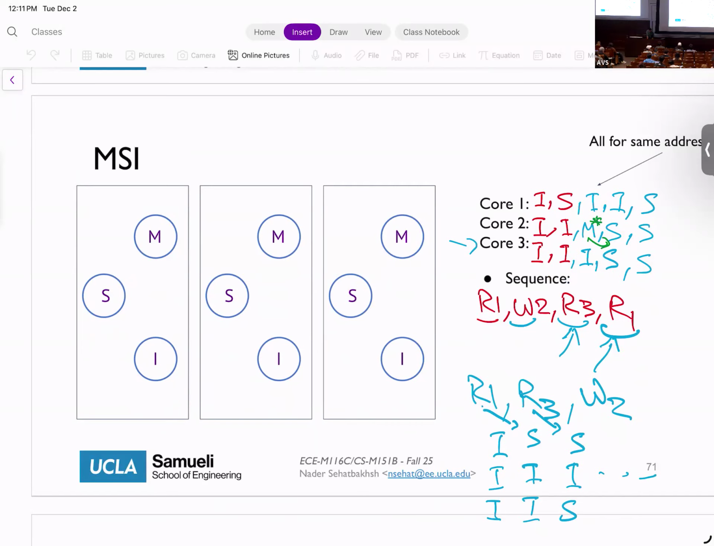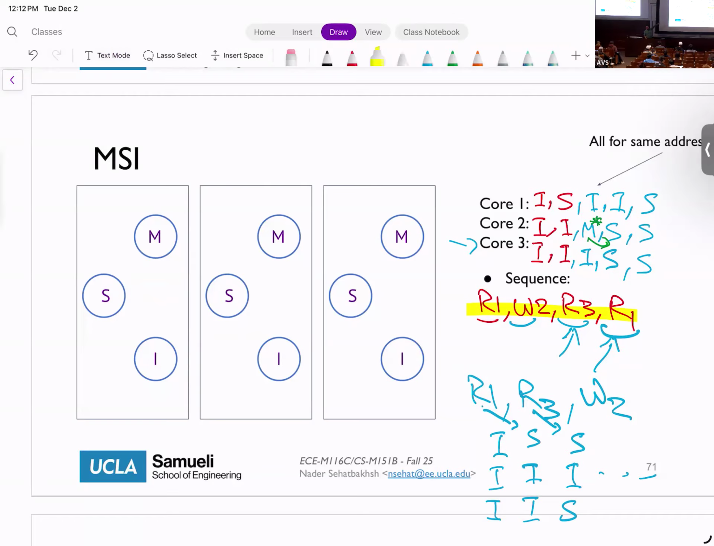So for example, let's say that we have a sequence, like we can redo this. We have a sequence like this. As I said before, these are all the same addresses. So coherency is for the same address. It's not for different addresses. Different addresses, they just do differently. You don't need to be worried about them. So these are all for the same addresses.